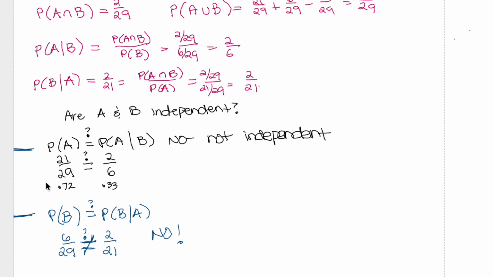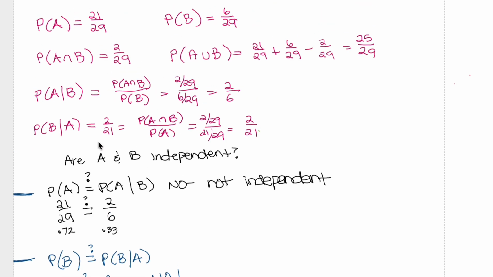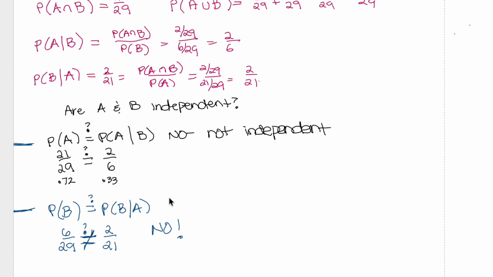The probability of A is 21 over 29. The probability of A given B is 2 over 6. If we change them all to decimals, we'll find out that they are not equal to each other. Therefore, we can say that it is not independent, meaning they are related to each other. Another way is that you can also use the probability of B and compare it with the probability of B given A. We use 6 over 29 and compare with 2 over 21. Same thing, they're not equal to each other, so no, they're not independent. So there are 2 ways you can approach this, whether you use the probability of A or the probability of B. Remember to compare with their corresponding conditions. So just don't forget, order matters in probability cases.